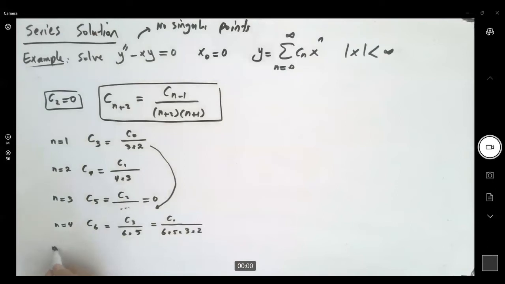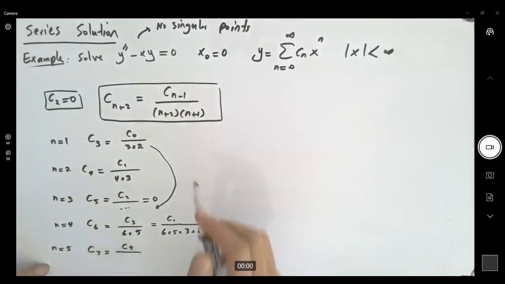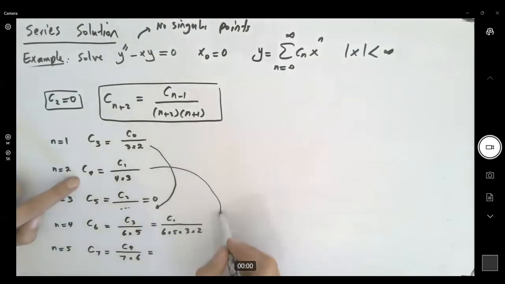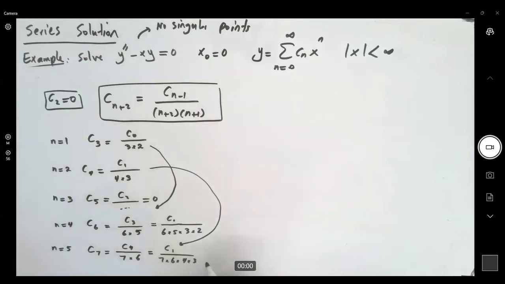Let us move on. n is equal to 5. C sub 7 becomes C sub 4 divided by 7 times 6. What C sub 4 is equal to, just use the function that we have here, C sub 1 divided by 7 times 6 times 4 times 3. Let's continue this process. If you continue this process, we get the following information.